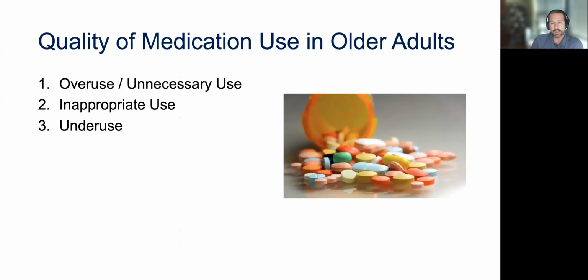So just to summarize, these are kind of the universe of things that can go wrong for medication use in older adults. We have overuse or unnecessary use, inappropriate use, and underuse. And so when you approach a medication regimen of an older adult, try to approach it with this framework in mind, and it might be helpful to prioritize what you'd like to do.